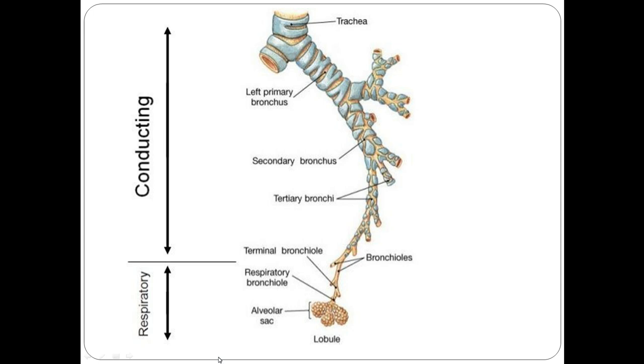See this division? The respiratory system is divided into a conducting part and a respiratory part. From the trachea to the left main primary bronchus, cartilage is present. Now it's becoming irregular, and finally when it reaches the bronchioles, the cartilage is absent. Finally we have the alveolar sac that forms the respiratory unit.